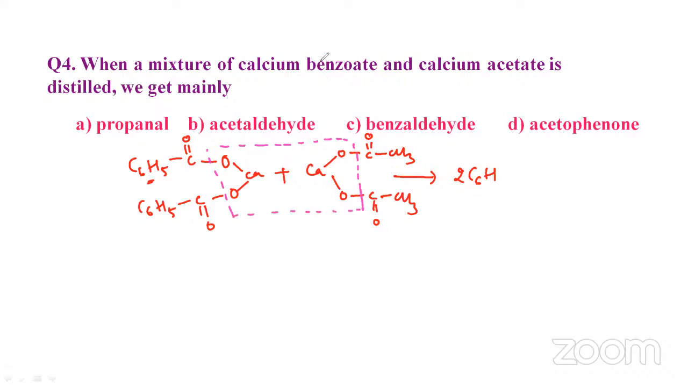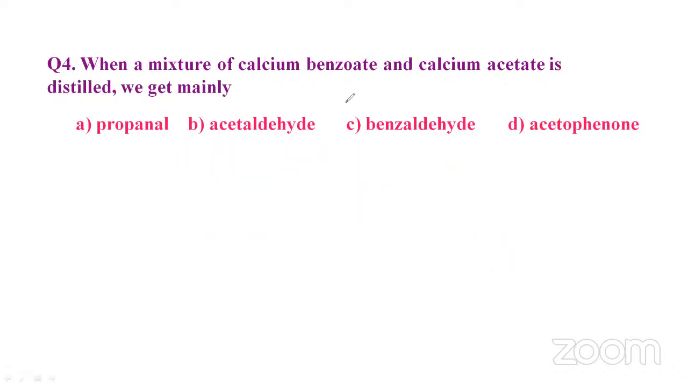So it gives you what? It gives you 2 C6H5 COCH3. So what is the compound? If you write it like this, it will be C double bond O CH3. So it is what? Acetophenone, right? So the answer is D, acetophenone. So this is the correct answer. This is the way you are going to solve this question. Next.